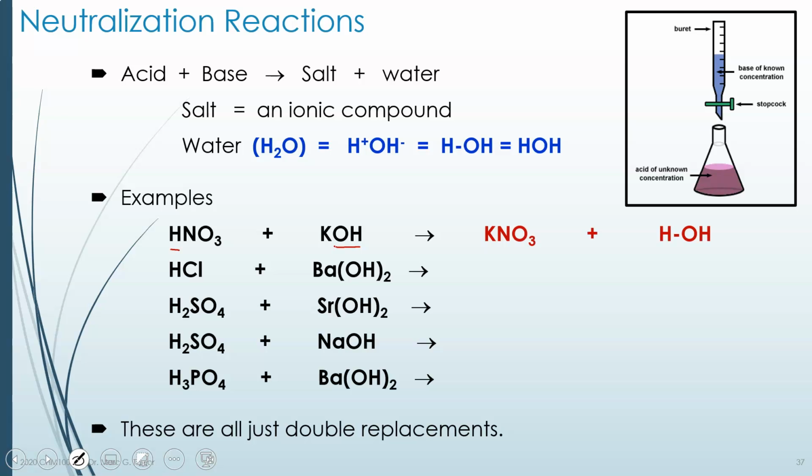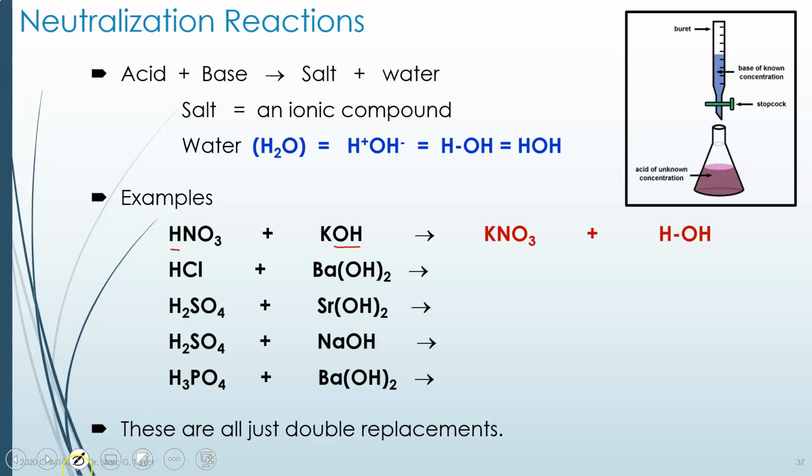And in this case, the salt is potassium nitrate, what used to be known as saltpeter. This is the active ingredient in gunpowder. About 75% of gunpowder is potassium nitrate. You can always look up what the rest is. I'm not going to discuss it right now. But the other product here is water. And I've written it as HOH to remind you that the H2O is actually formed from an H+ ion and an OH- ion.